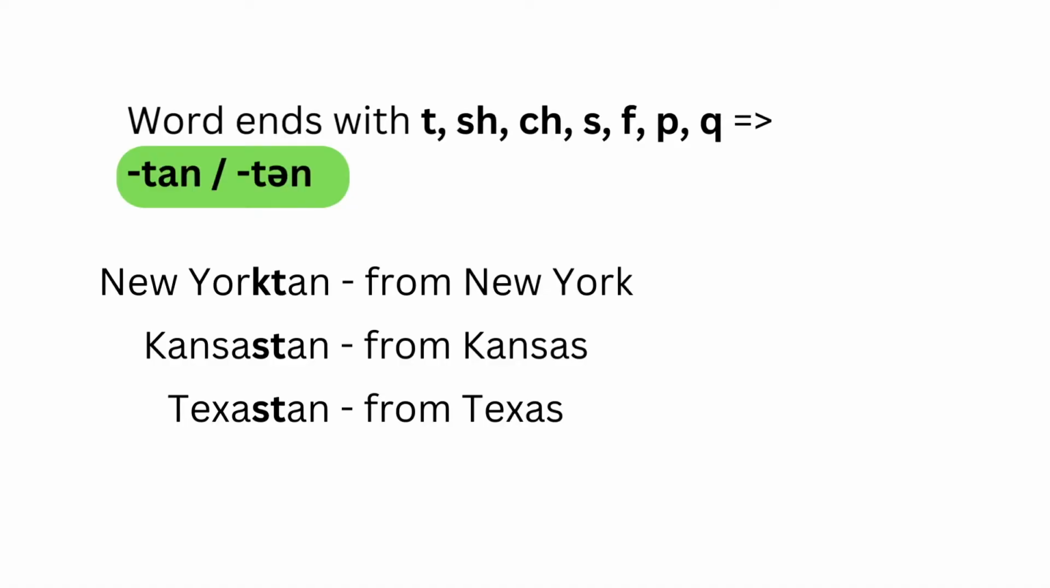Now, if the noun ends with a voiceless consonant like k, sh, ch, s, and so on, we need to add the ending that starts with t, ton or ten. For example, New York ton, from New York. So k is a voiceless consonant. Kansas ton, from Kansas. Massachusetts ton, from Massachusetts. Texas ton, from Texas, and so on.